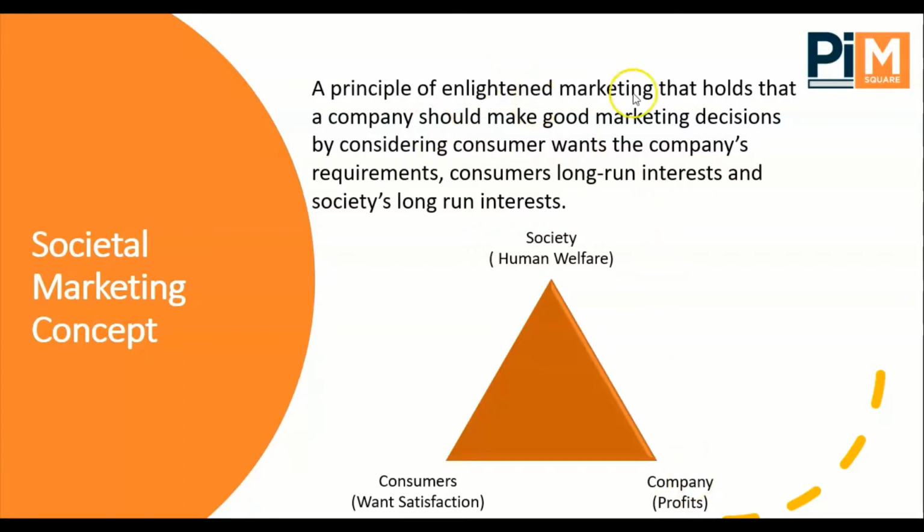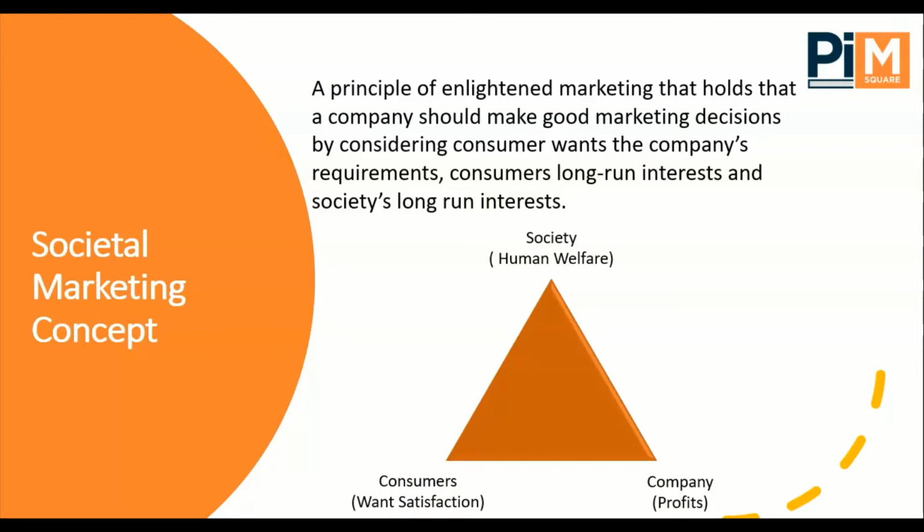It is a principle of enlightened marketing that holds that a company should make good marketing decisions by considering consumers' want satisfaction. The company's requirements should fulfill the consumers' want satisfaction, and at the same time the consumers' long run interest and society's long run interest. These are the two pillar points for the company: if it has to earn profits and run for a longer period, it has to take care of society's long run interest as well as the consumers' want satisfaction and long run interest.